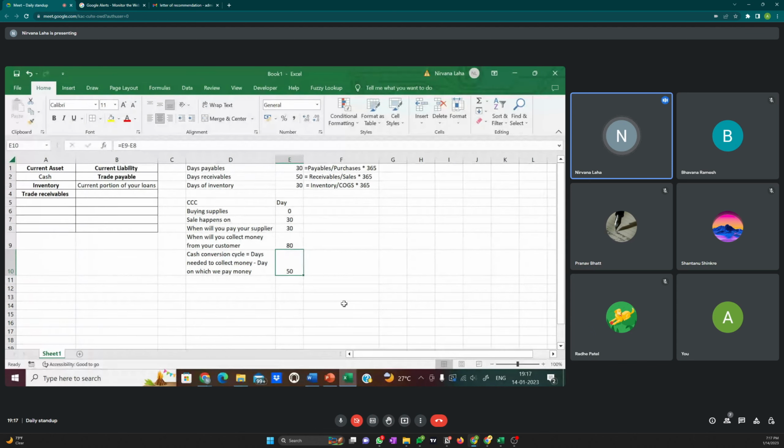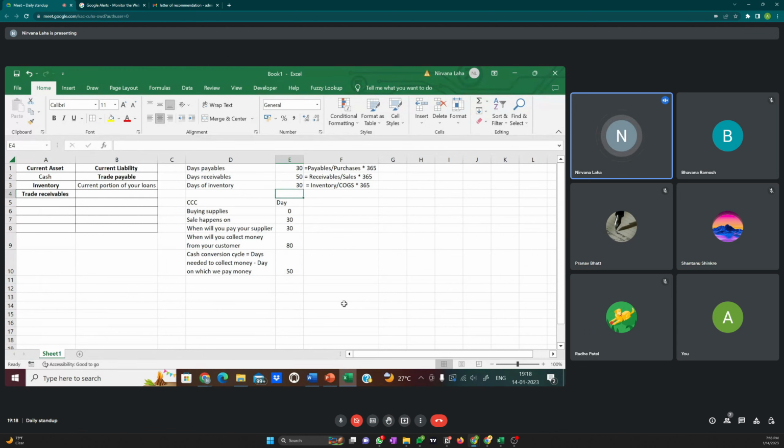In this 50-day gap, you cannot sit without cash till the time the customer pays, right? So that cash difference is what needs to be funded, and that is called working capital. So for that working capital, companies generally take loans.